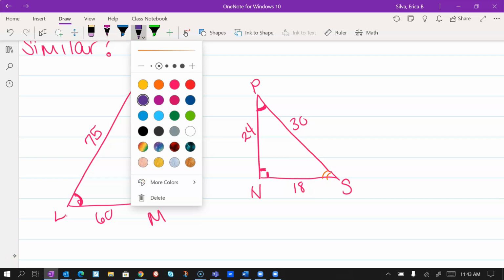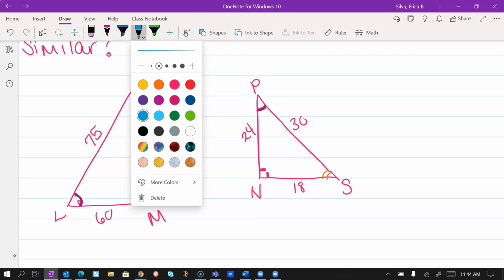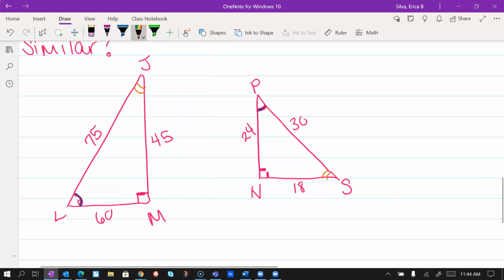Now we need to determine if my sides are proportional. Now notice my triangles, they're not facing the same direction. Look at where this angle is and look at where this angle is. The orientation has changed. So what I like to do is look at the angles and then go from there.